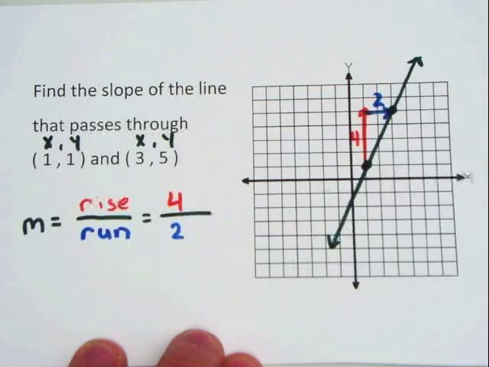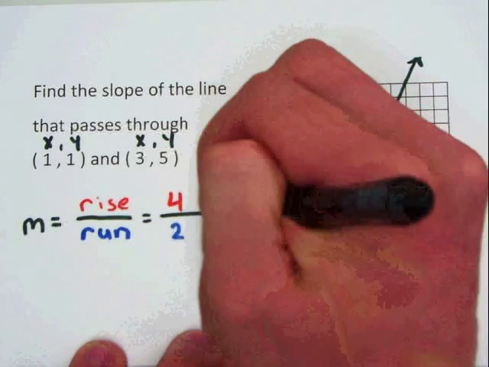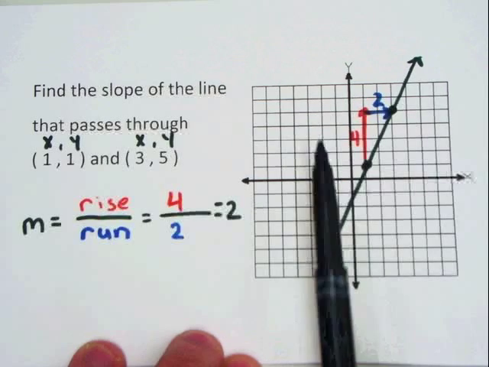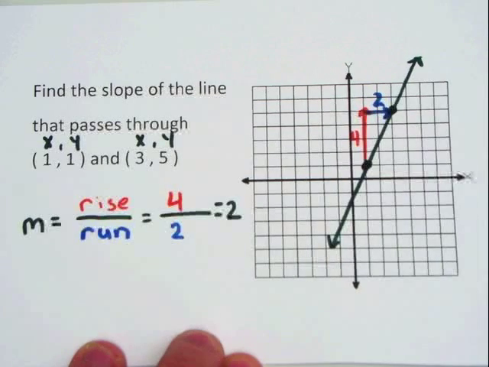So that fraction will reduce to 2 over 1, or just 2. And my final thing I take a look at is, I just calculated a positive slope. Should it be positive? And yes, this line is going uphill as we go from left to right. So it is a positive slope.